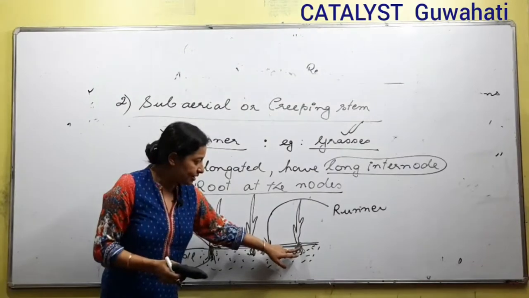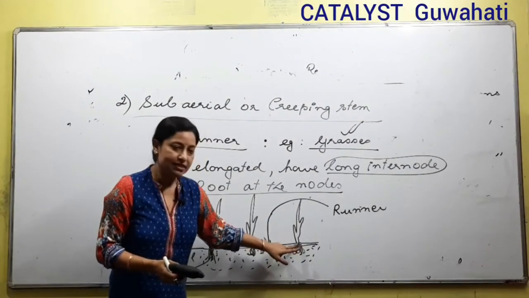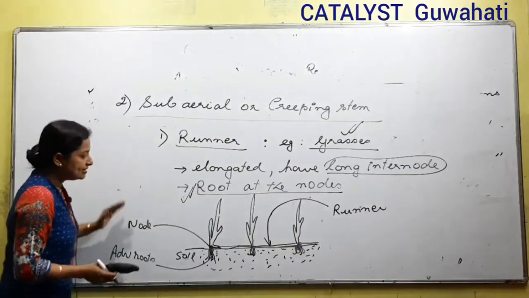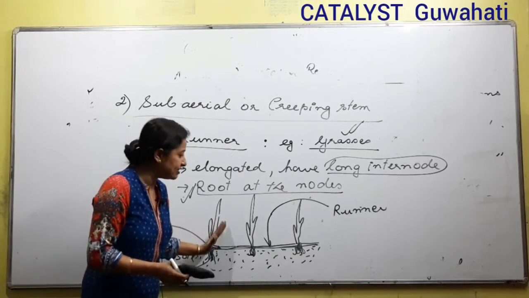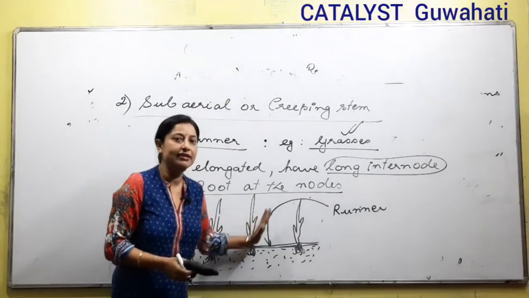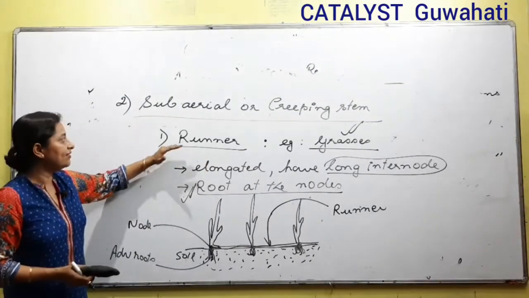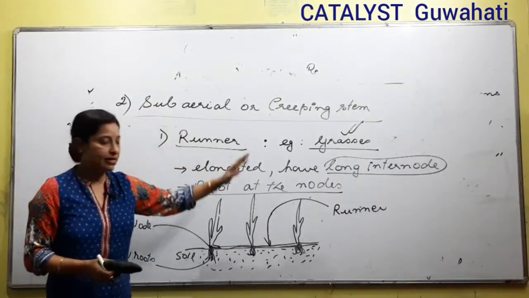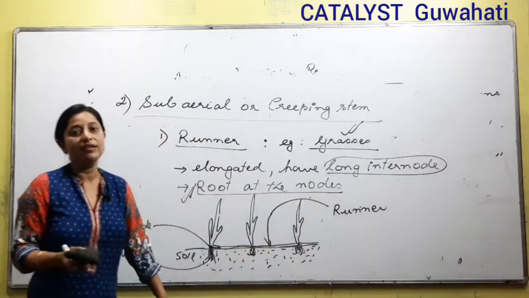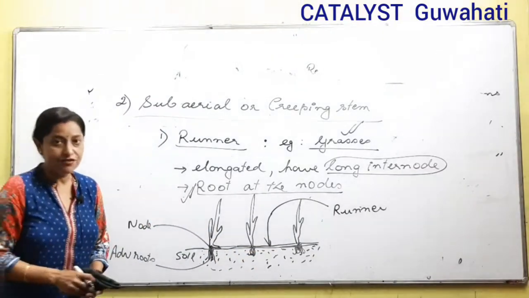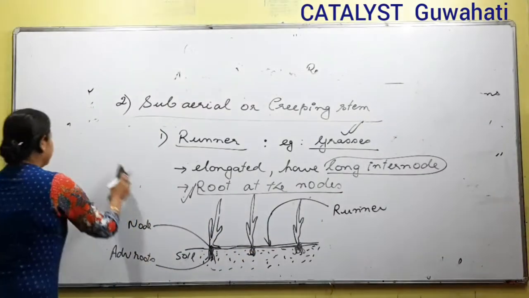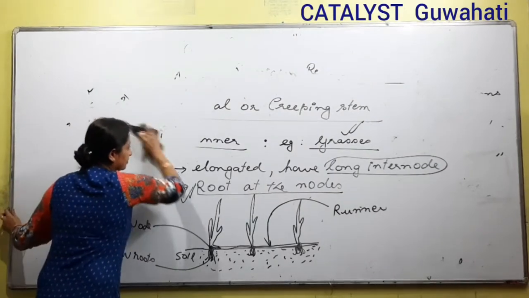And another point is they will always have adventitious roots at the nodes. Since it looks almost as if this plant is running from this place to here and here to here, we have been using the term runner. So what is a runner? It is an example of a subaerial creeping stem, and this runner could always act as a means of vegetative propagation. I think we understood.